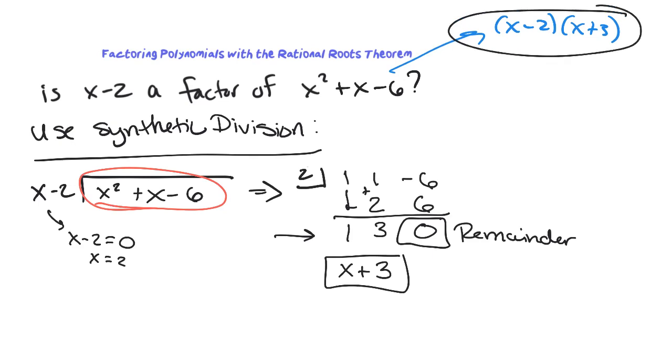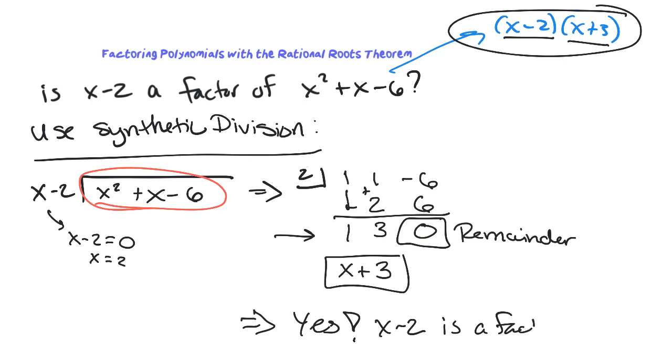x minus 2 and x plus 3 are the factors. So here's what that means. Since we got a remainder of 0, that means that the answer is yes. x minus 2 is a factor of x squared plus x minus 6.